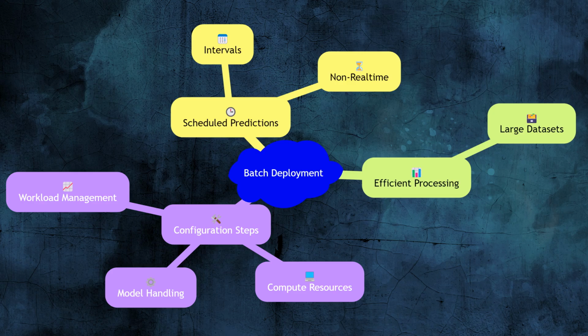Batch deployment is a method of deploying machine learning models where predictions are made on a batch of data at scheduled intervals. This approach is particularly useful for scenarios where real-time predictions are not necessary, and it allows for efficient processing of large data sets. In this presentation, we will explore the steps involved in configuring compute resources for a batch deployment, ensuring that your model can handle the workload effectively and efficiently.